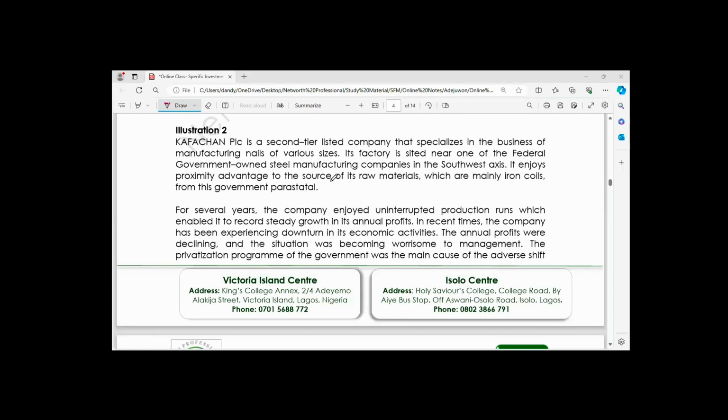Kafachan PLC is a second-tier listed company that specializes in the business of manufacturing nails of various sizes. Its factory is sited near one of the federal government-owned steel manufacturing companies in the Southwest Axis. It enjoys proximity advantage to the source of its raw materials, which are mainly iron coils from this government parastatal. For several years, the company enjoyed uninterrupted production runs, which enables it to record steady growth in its annual profits. In recent time, the company has been experiencing downturn in its economic activity. The annual profits were declining, and the situation was becoming worrisome to management. The privatization program of the government was the main cause of the adverse shift.